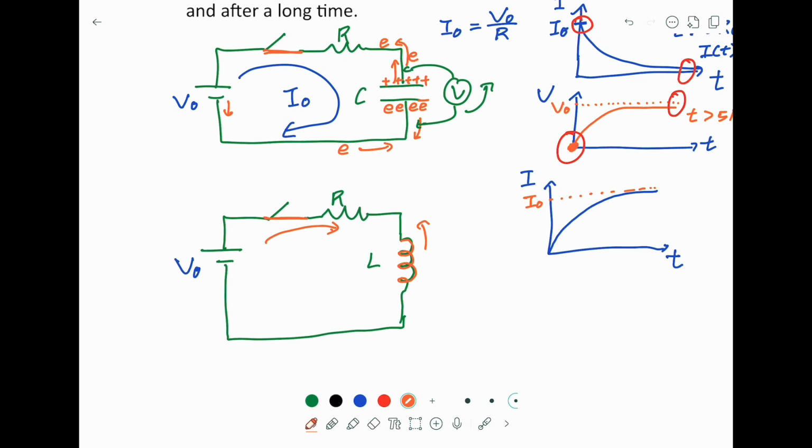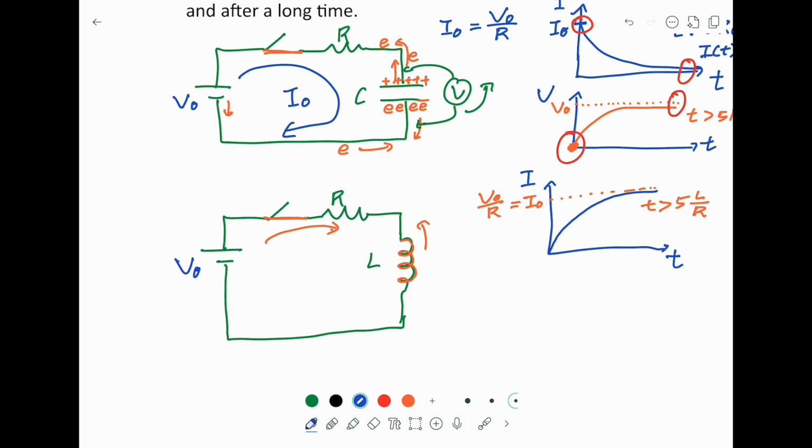And of course, I naught is equal to V naught over R. So the increase of the current will be gradual. And of course, after T bigger than 5, now this time, not RC, it is L over R. This is the time constant for the inductor case.